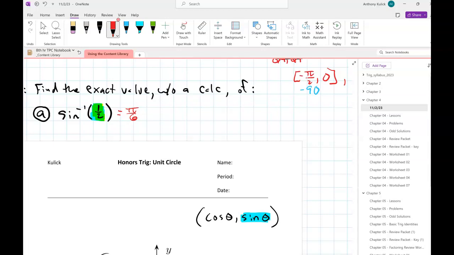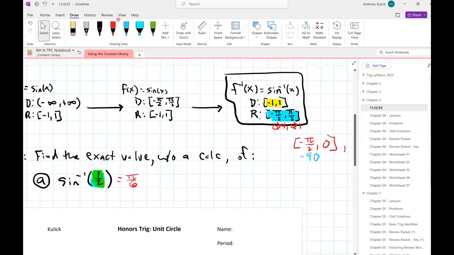I'd need to still check one thing though. I need to make sure that that is in the range for sine inverse. So clearly pi over 6 is bigger than negative pi over 2, right? Because it's a positive number. And I definitely know that 1/6 is smaller than 1/2, right? Everybody agree with that? So pi over 6 is definitely between negative pi over 2 and positive pi over 2, correct? So that's my answer.